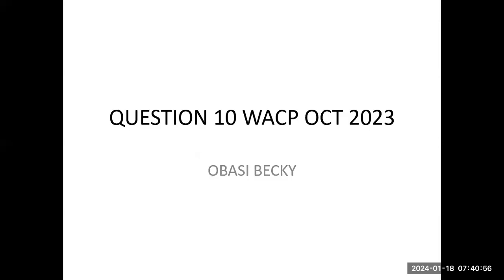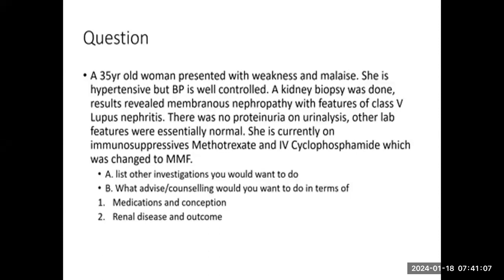So good morning, my teachers and colleagues and everyone. I'll be presenting question 10 of the October 2020 West Africa OSCE. The question reads: a 35-year-old woman presented with weakness and malaise. She's hypertensive, but blood pressure is well controlled. A kidney biopsy was done. Results revealed membranous nephropathy with features of class 5 lupus nephritis. There was no pleural urinalysis. Other lab features were essentially normal. She is currently on immunosuppressive methotrexate and intravenous cyclophosphamide, which was changed to mycophenolate mofetil.